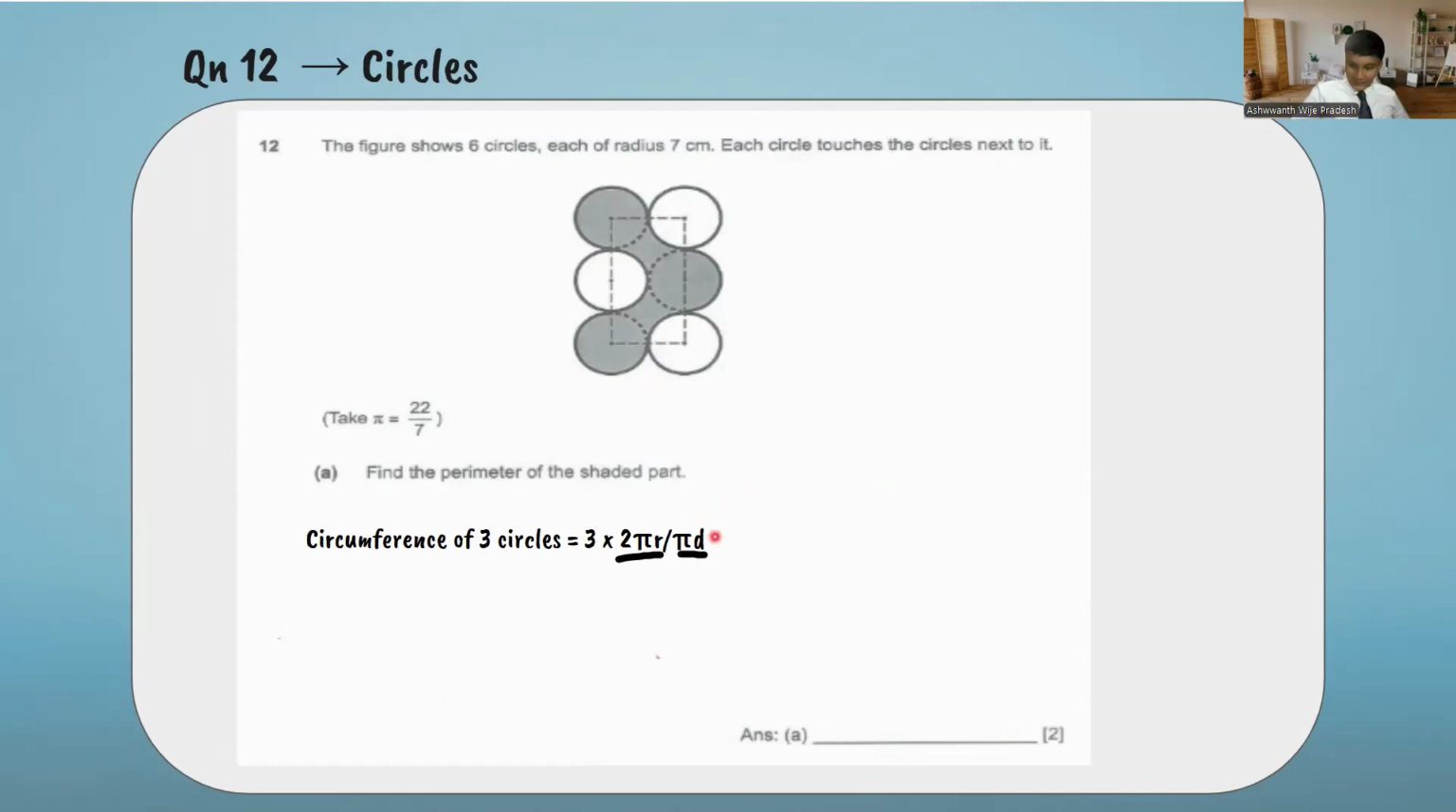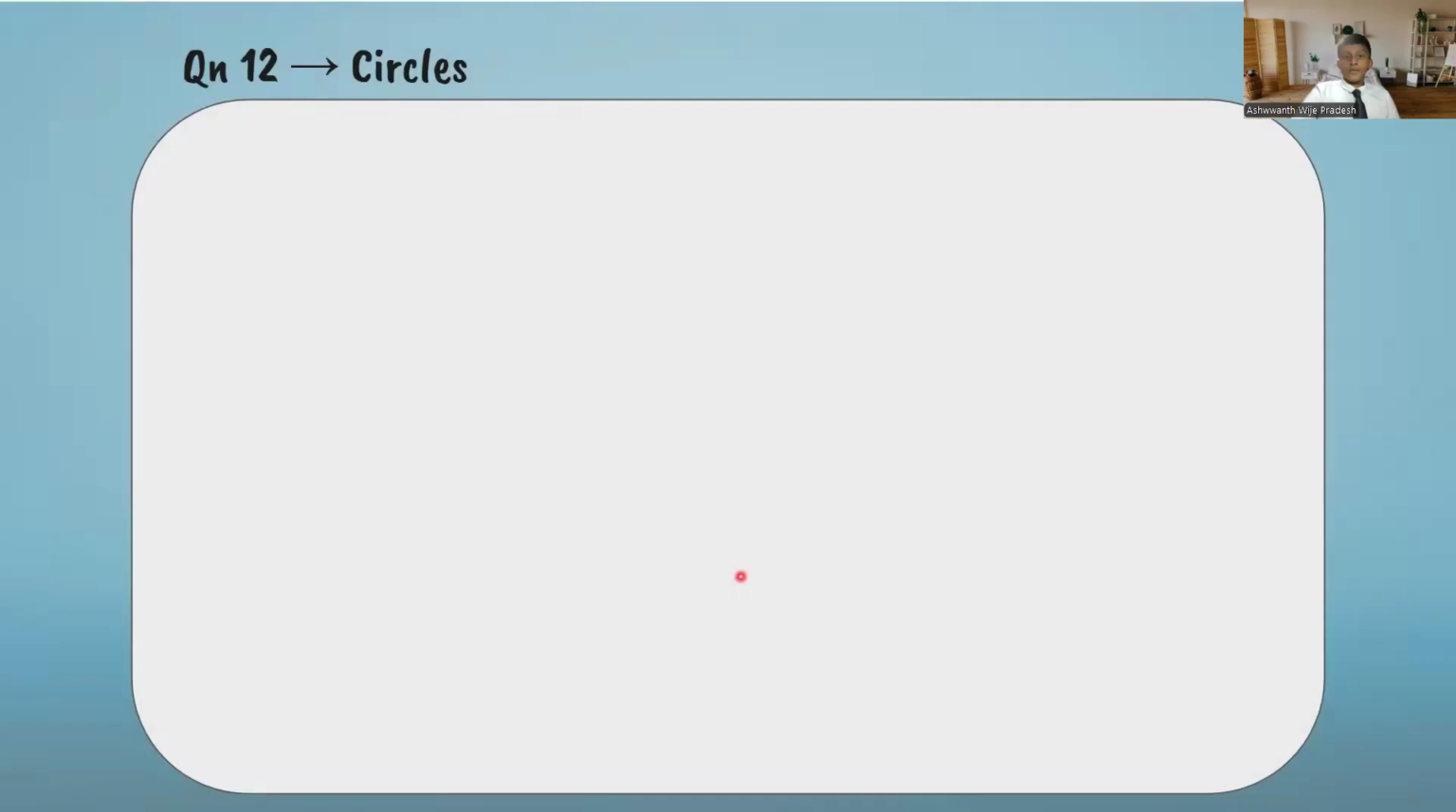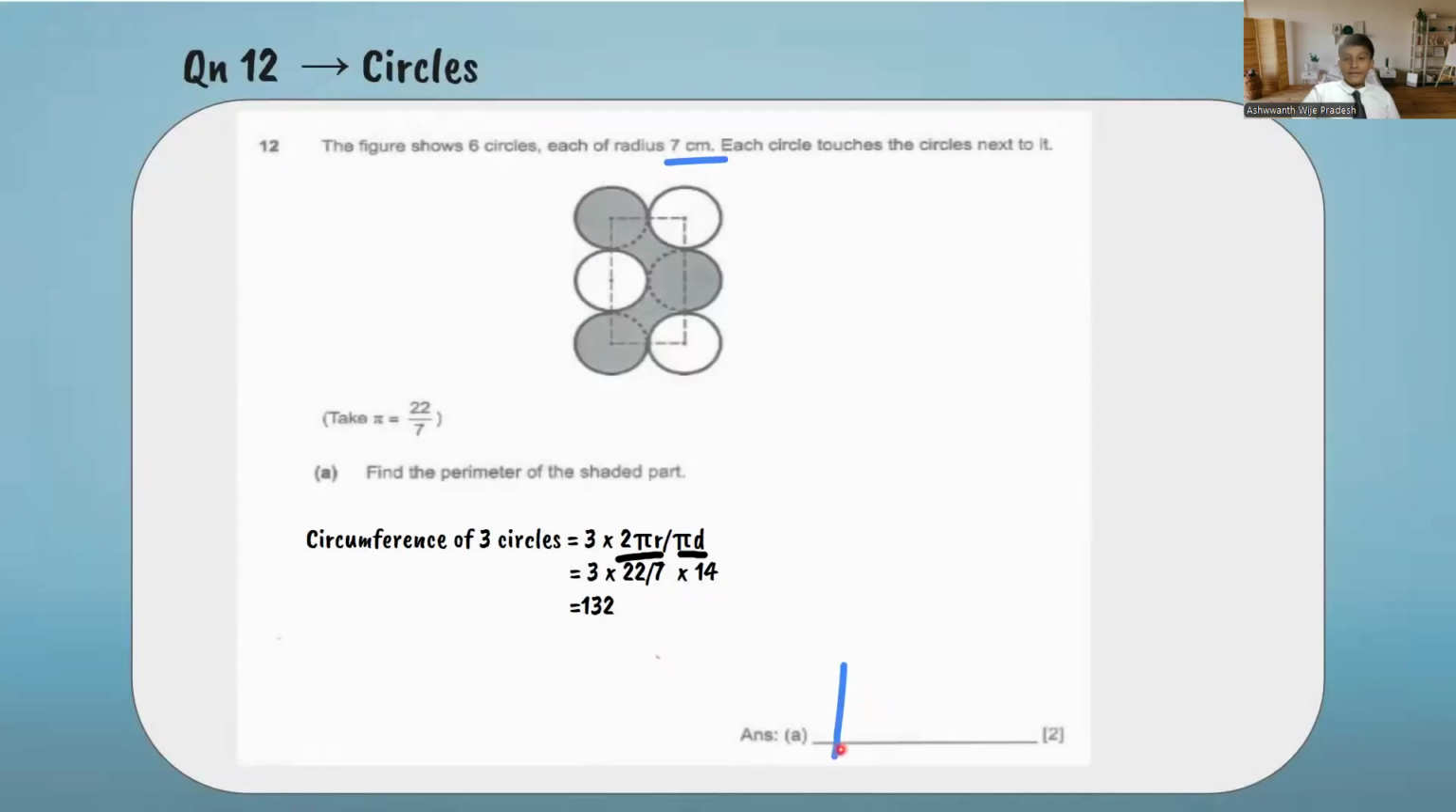So now, circumference of 3 circles is 3 times 22/7 times 14. Because the radius is 7, so the diameter is 14. 132. So this is your answer for part A. 132 cm. Now let's move on to part B.